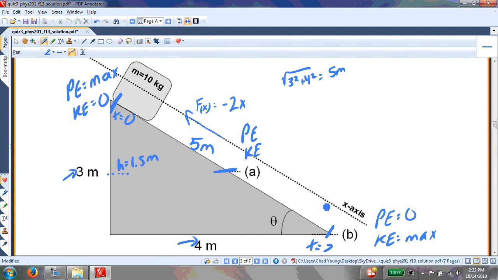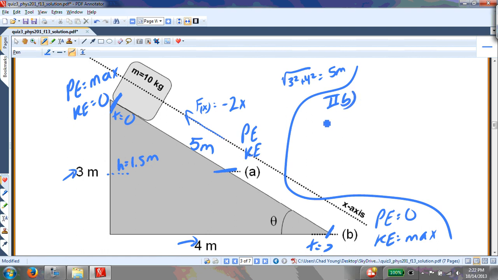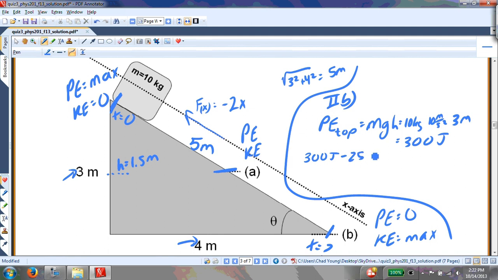And I want to know what is the speed at the bottom of the plane. I'll do part 2b right here. First, I want to know what is the total energy, and the total energy is equal to the potential energy at the top. That's going to be m times g times h. That is 10 kilograms times 10 meters per second squared times h, which was 3 meters. So 100, that's 300 joules. But then at the bottom, the energy is going to be 300 joules minus 25 joules. I'll call that 275 for now, and then we'll return back to our proper sig figs. So that's 275 joules at the bottom.